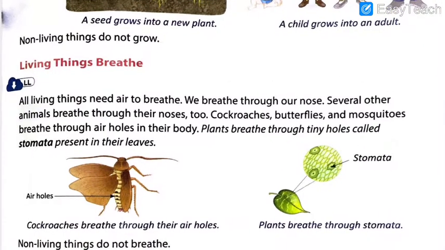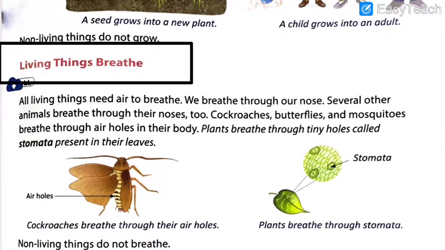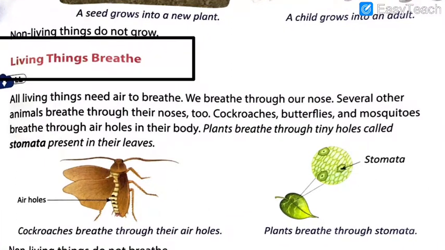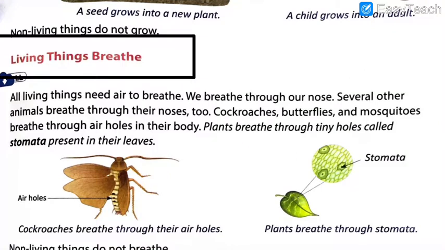The next topic is living things breathe. Now, my question is to you all, my dear students, do you breathe in and do you breathe out? Yes, you do, because you are a living thing, isn't it so? So, here the topic comes, living things breathe. We breathe in the oxygen. All living things need air to breathe.